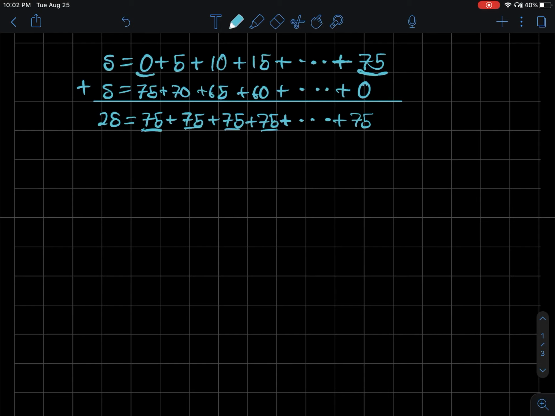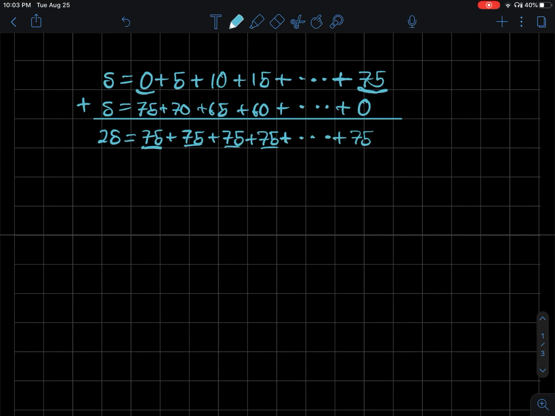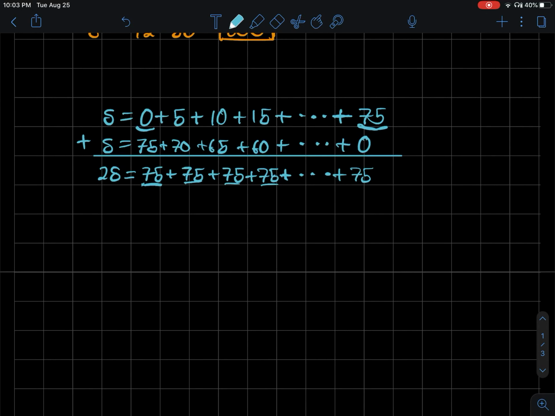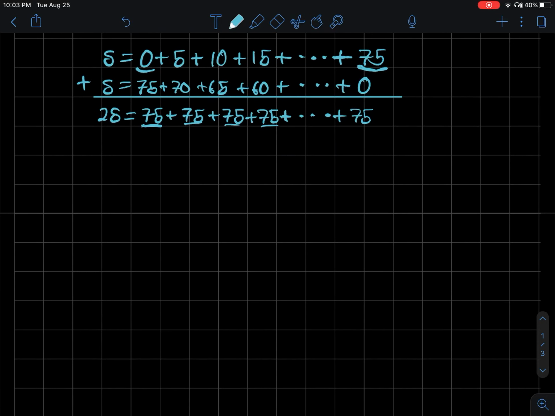0, 5, 10, 15, 20, up to 75. Now this is a little harder to find how many numbers there are. We could divide by 5, but I'll also show you another way to do this. Sometimes you cannot always divide by a number to get things like 1, 2, 3, 4, 5, 6, 7, 8. For example, if you have 1, 3, 5, 7, 9, what would you do here? You can't divide by anything. You can't get this to be 1, 2, 3, 4, 5, 6, 7, 8, 9 the way you want it to be, right?